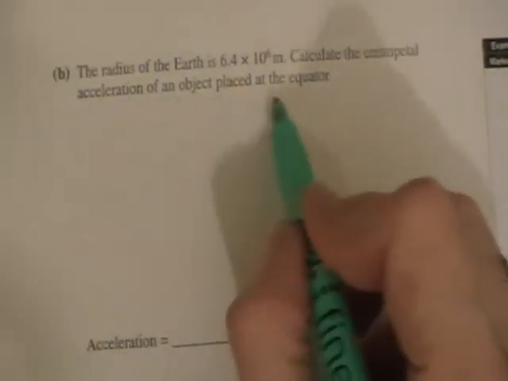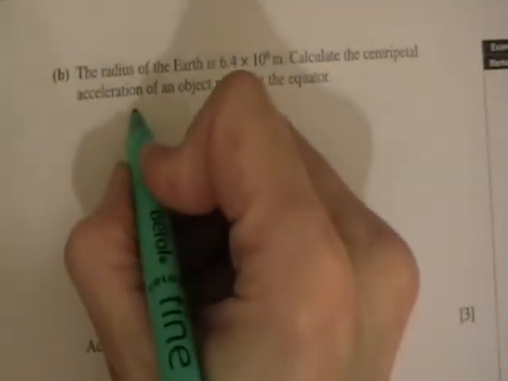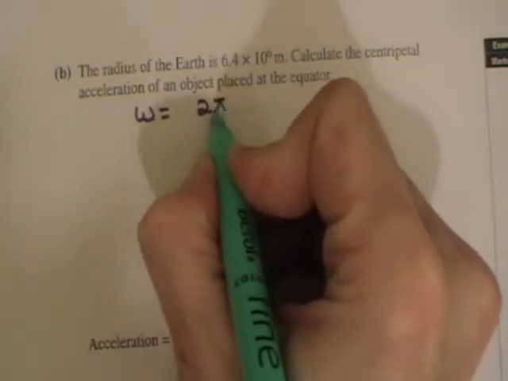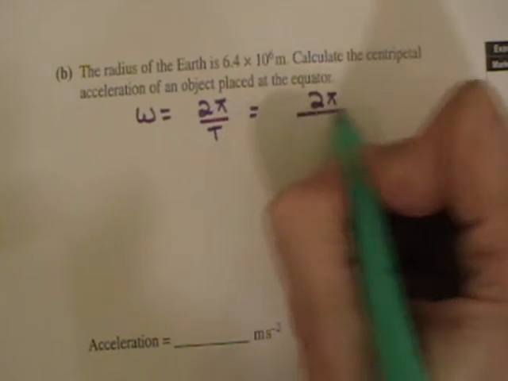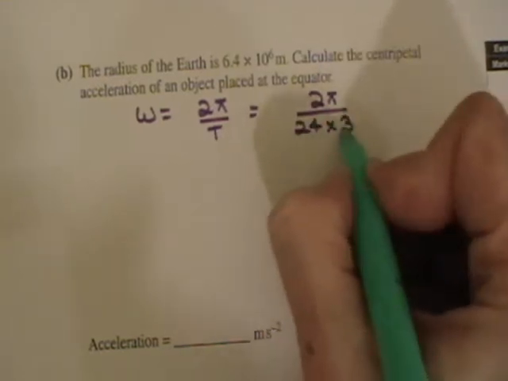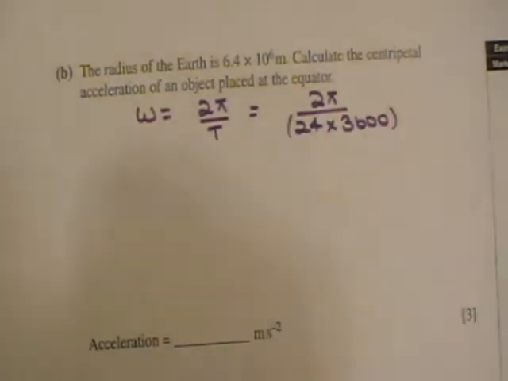The radius of the Earth is 6.4 by 10 to the 6 metres. Calculate the centripetal acceleration of an object placed at the equator. Well, the first thing that you need is omega, and omega is 2 pi over T. So that's 2 pi over 24 hours, and it has to be in seconds, so by 3,600 seconds.